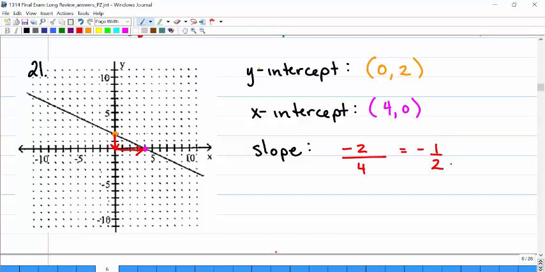And just a quick review, a decreasing line has a negative slope, an increasing line has a positive slope, a horizontal line has a slope equal to 0, and a vertical line has an undefined slope.